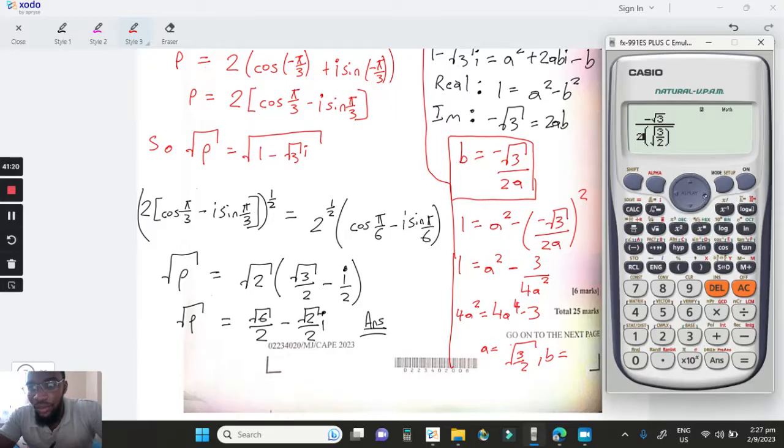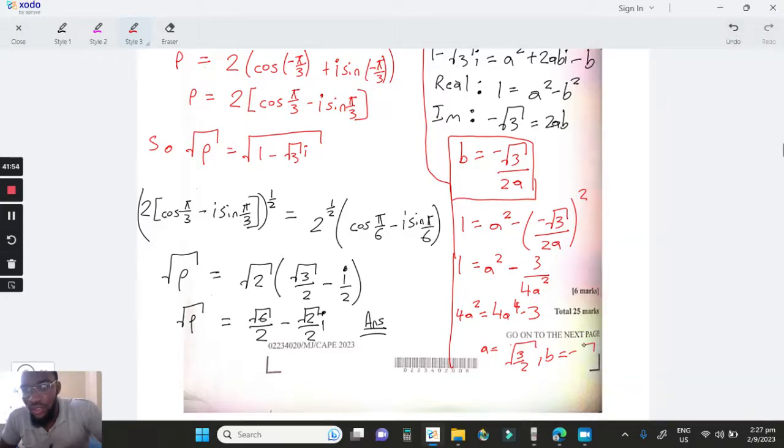What did I do? That's 2 times a. I'd say it's in the syntax. So minus root 3 over 2a. I don't see that I typed anything wrong. Oh, sorry guys, square root there. This is it. And so b is minus root 2 over 2 when you work it out. So that gives you b, which is minus root 2 over 2.